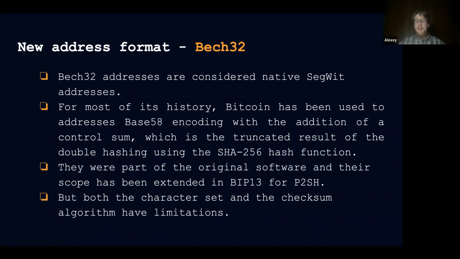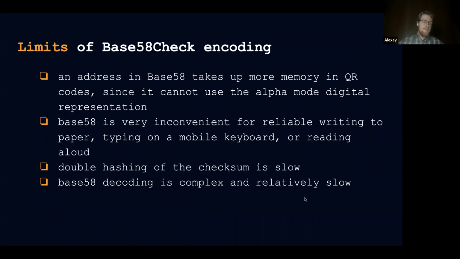However, both the character set and the checksum algorithm have their own limitations. So let's look at what limitations we have for base 58 encoding. An address in base 58 takes up more memory when being converted to QR codes, because it's longer, so the QR code will be larger, and it will literally take more space on the screen, on the paper, or whatever else you are planning to put this QR code.